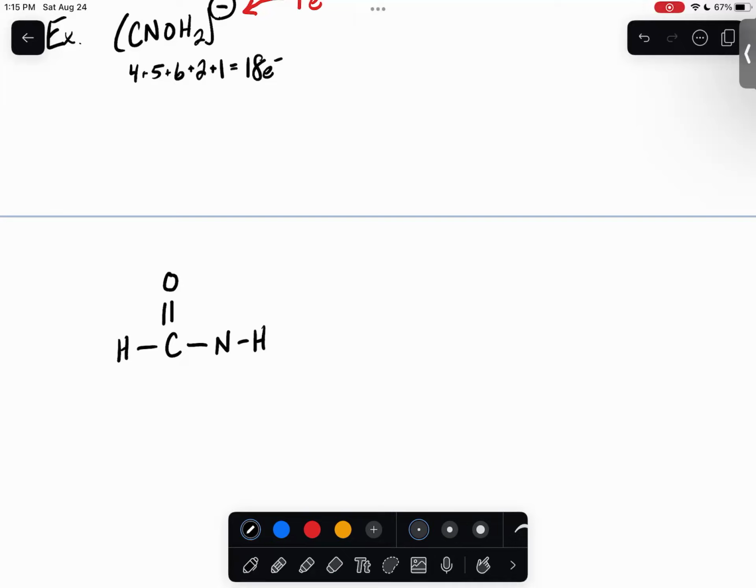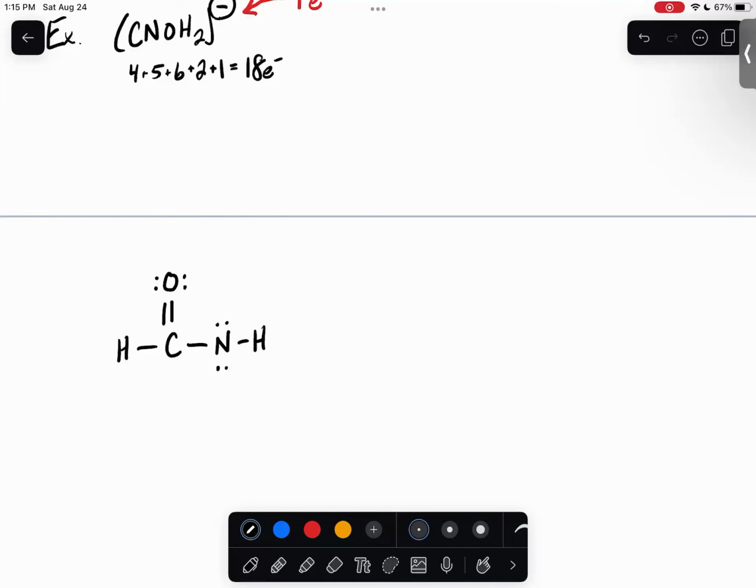Counting this up, we have 2, 4, 6, 8. We have 10 electrons shown. We know that oxygen needs its octet, so there'll be another 4 there. And then nitrogen also needs its octet. It can't share any bonds with carbon in this case, so it'll also have to have 2 lone pairs. And so we do know that this will be negatively charged.